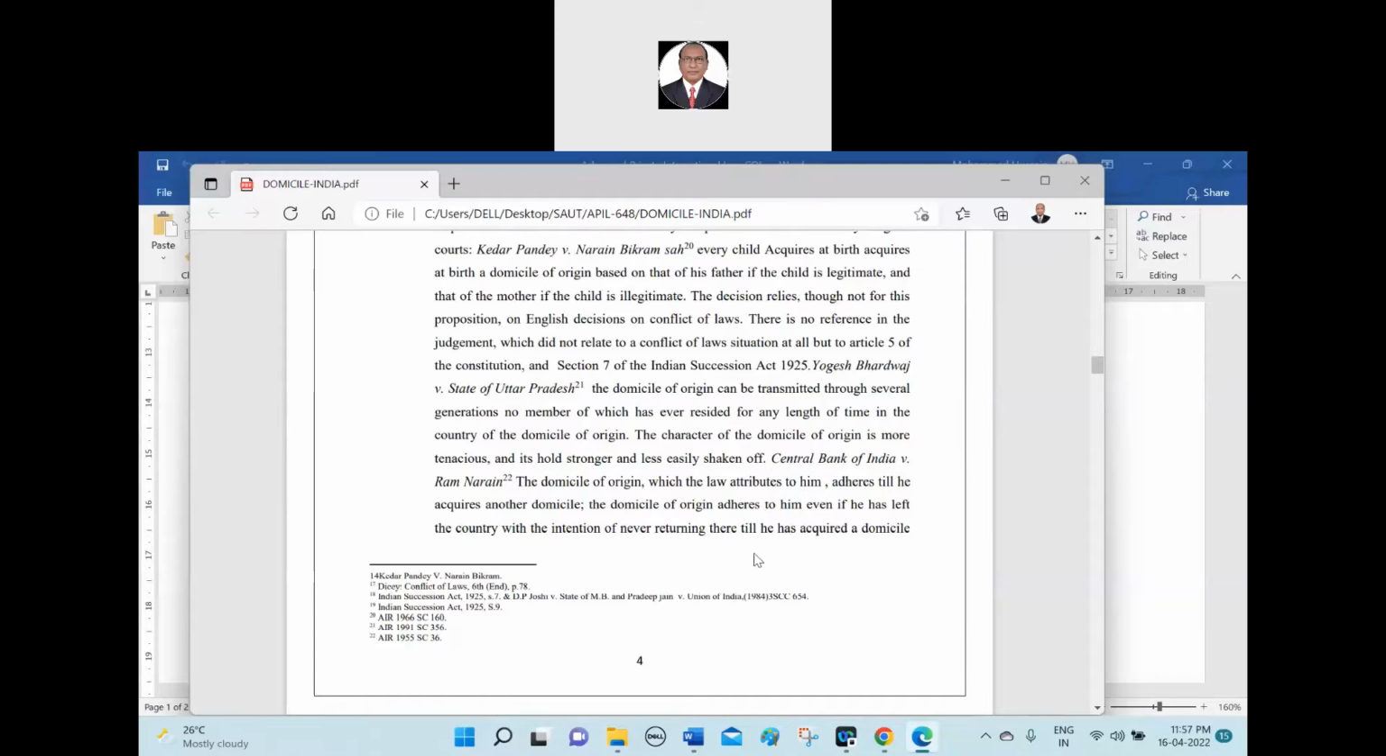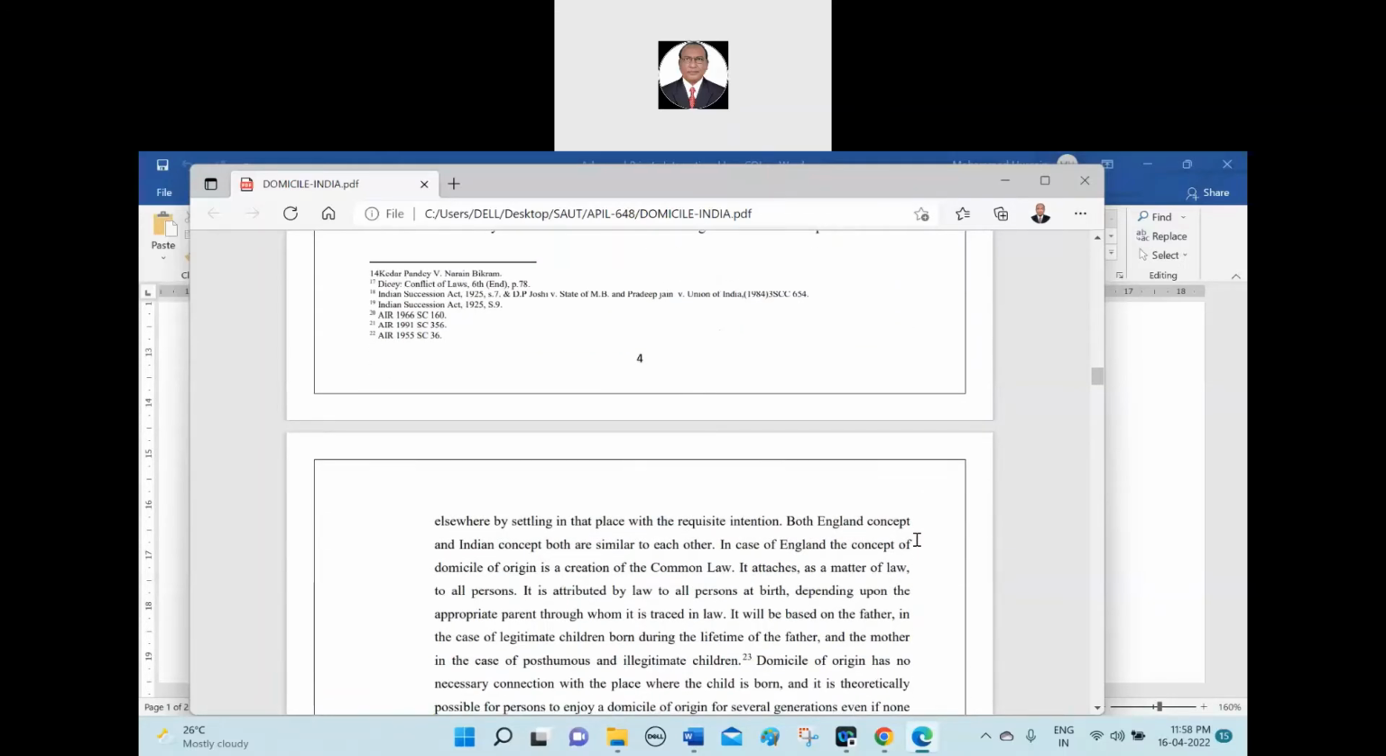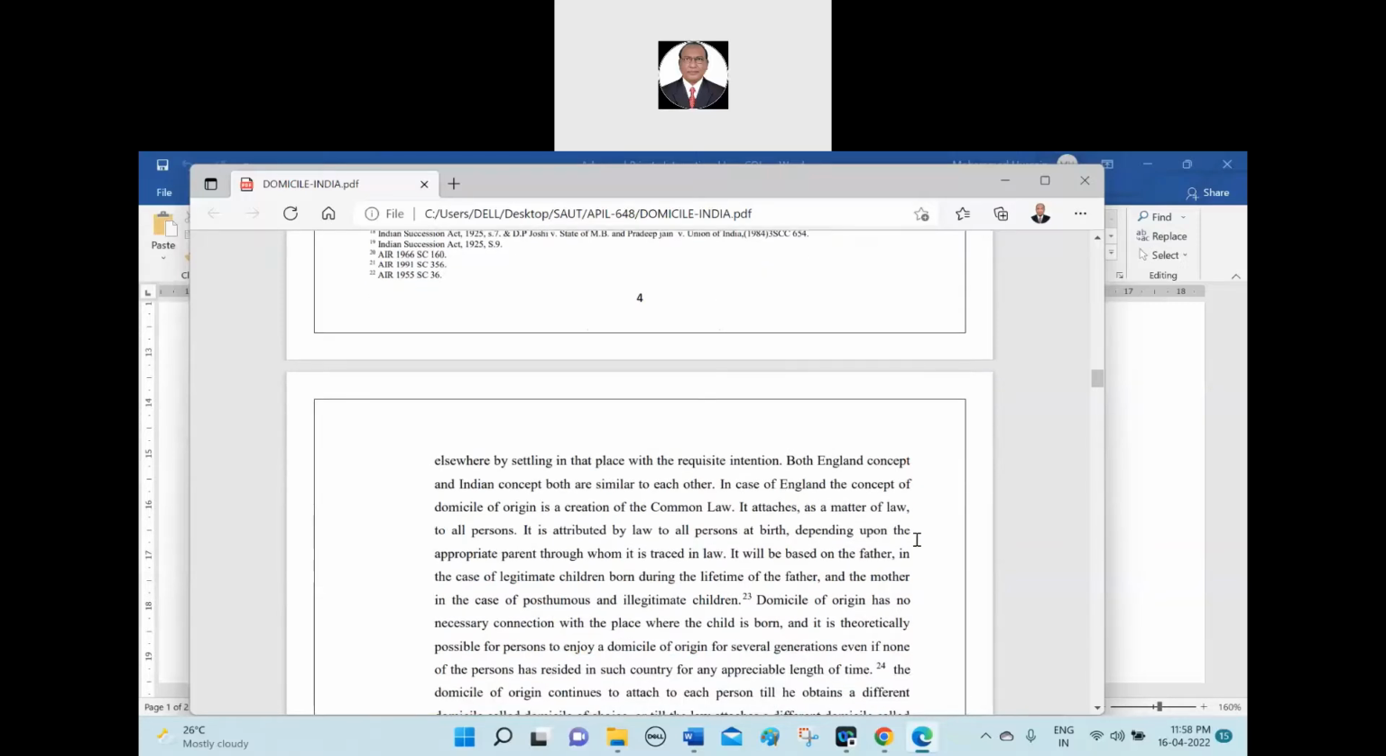Domicile of origin, which the law attributes to him, adheres till he acquires another domicile. Yes, unless a person gets another domicile, only then will the original domicile be eclipsed. The domicile of origin adheres to him even if he has left the country with the intention of never returning, till he has acquired the domicile of elsewhere by settling in that place with the requisite intention.